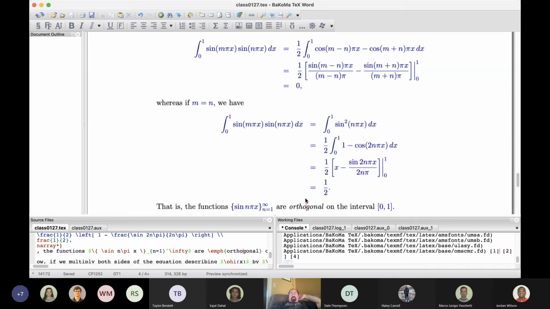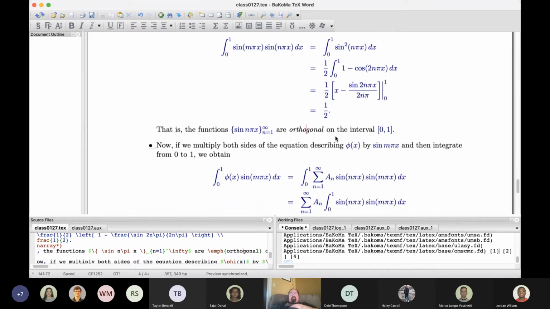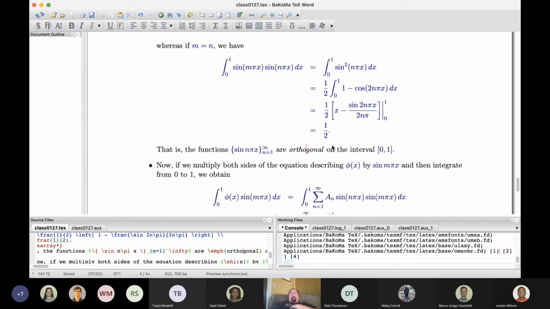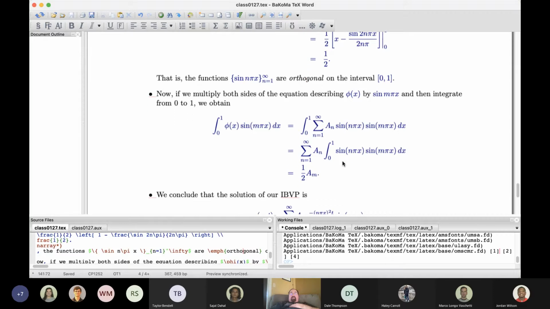That's going to be very useful to us in getting these coefficients an that we need. So here's what I do. I go back to this equation here, and I multiply both sides by sine m pi x. So that's what I have here. And then I integrate both sides from 0 to 1, the domain of my PDE. Now the sum and the constant I can pull out. So now I have all these integrals, and m is some fixed positive integer, and n varies over all the positive integers.